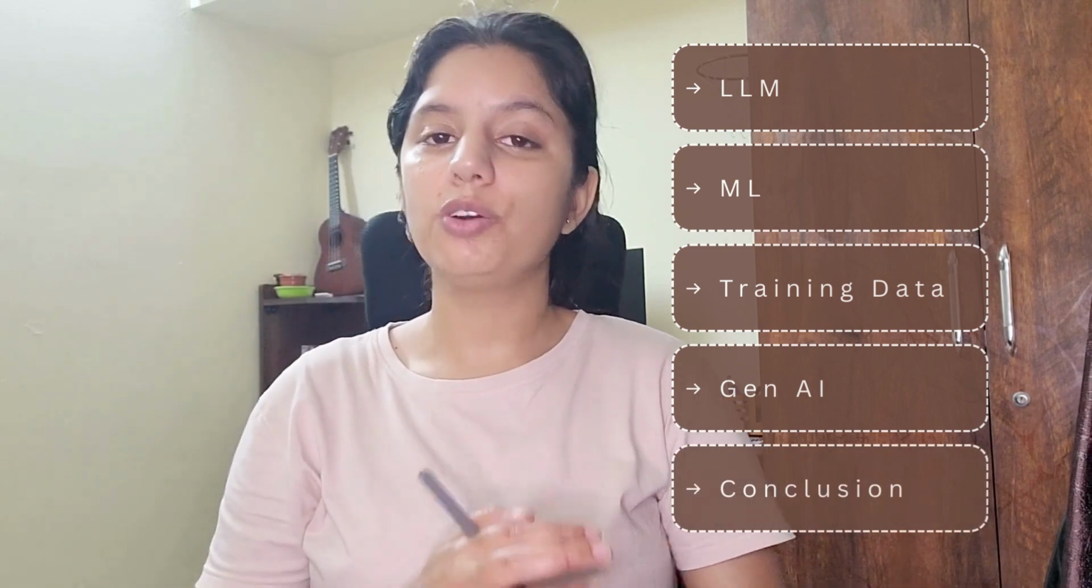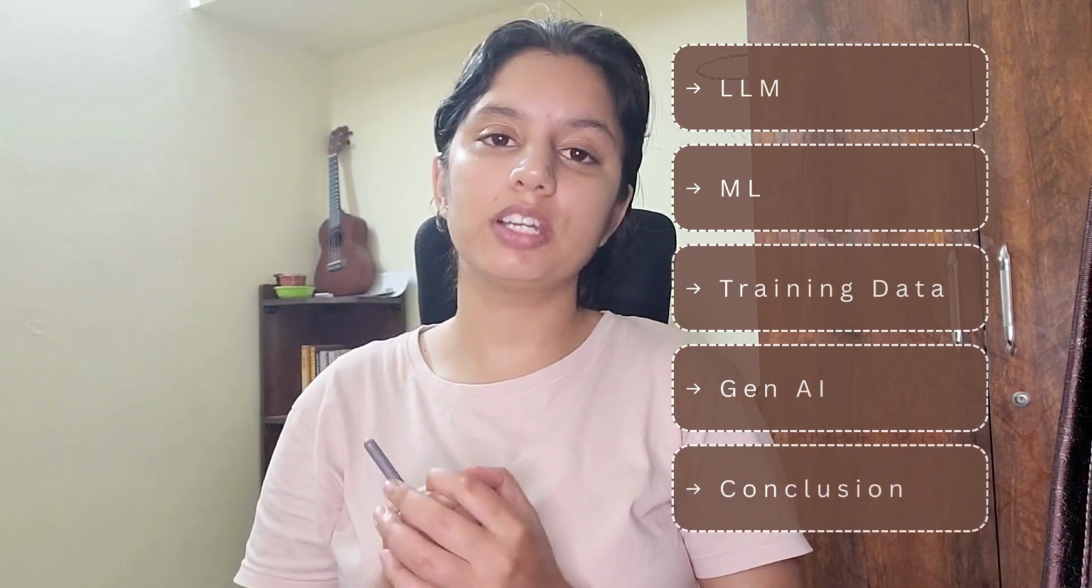This whole episode is divided into 5 different parts. Number 1, LLM. Number 2, machine learning. Number 3, training data. Number 4, Gen AI. And number 5, we will make up the conclusion of what we can take from this. So let's start with LLMs, the large language model.